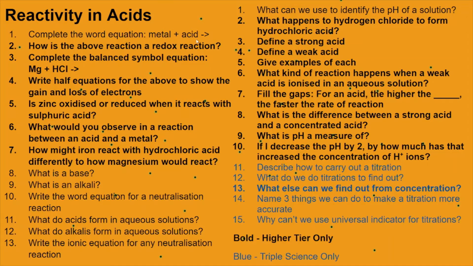This is a redox reaction. You need to know that for higher tier, because reduction and oxidation happens because there's gains and losses of electrons. So, for example, in our metal plus acid here, our hydrogen gains an electron and is reduced, whereas our magnesium gives its electron to the chlorine ions and therefore is oxidized, loses an electron. Remember, OIL RIG: oxidation is loss, reduction is gain.